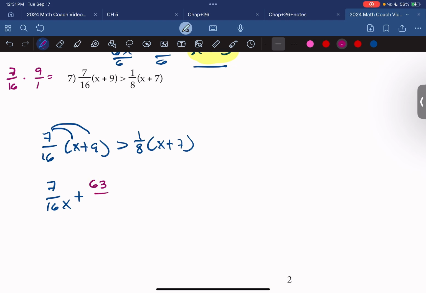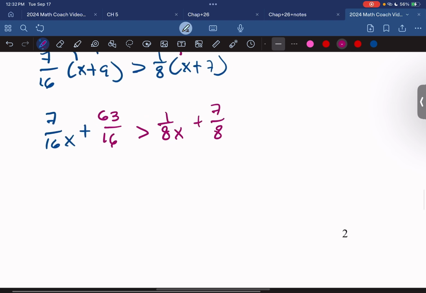So that's going to be 63 over 16 is greater than 1 over 8x. Let's do the same thing off to the side. 1 over 8 times 7. Once again, nothing in common, nothing we can simplify or cancel, so we just multiply straight across. Forgot to put this here. So plus 7 over 8 because everything is positive.